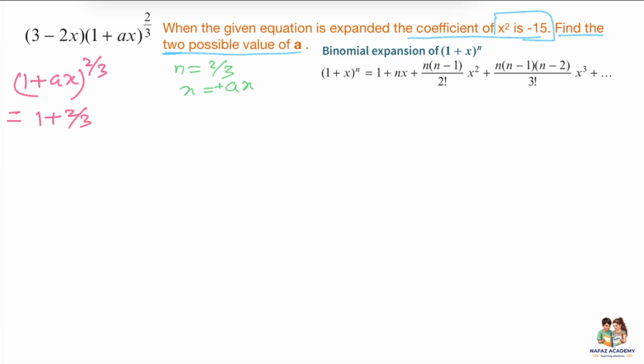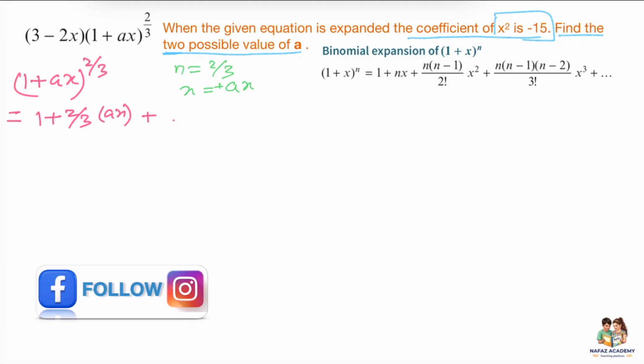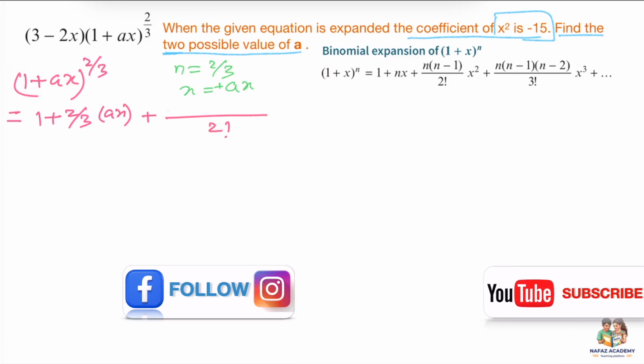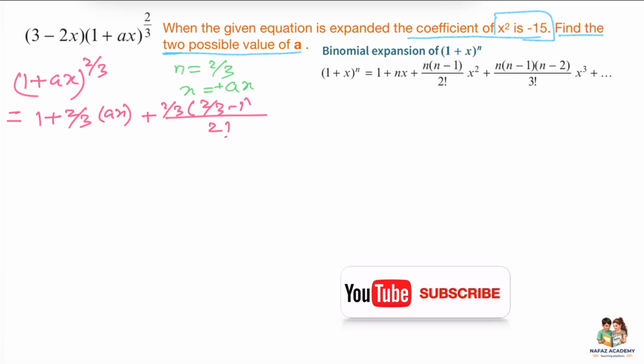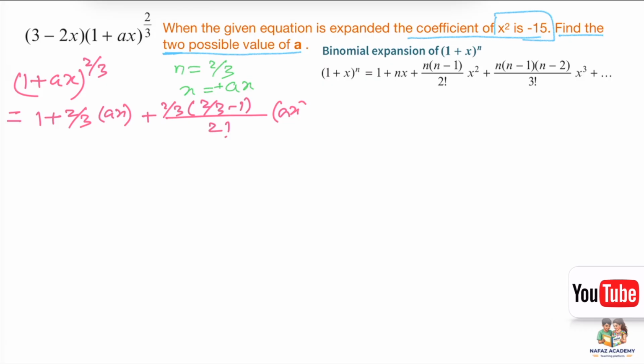At first write the binomial expansion rule in your copy, which is 1 plus nx plus n times n minus 1, this expression. Then substitute the values of n and x in your copy. I am substituting up to x squared, because the coefficient of x squared is given, so x squared is good enough.